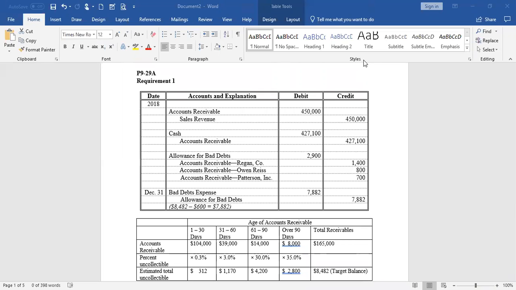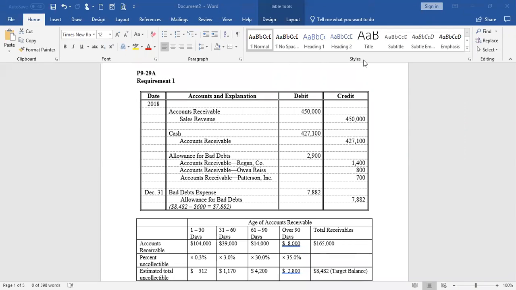And our accounts receivable, I'm just coming up with the balance in accounts receivable after those transactions, looks to be $165,000.